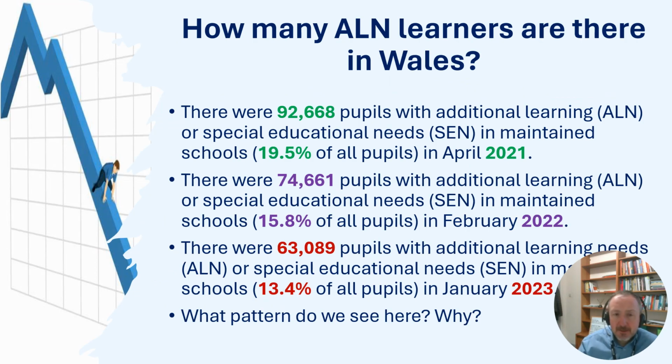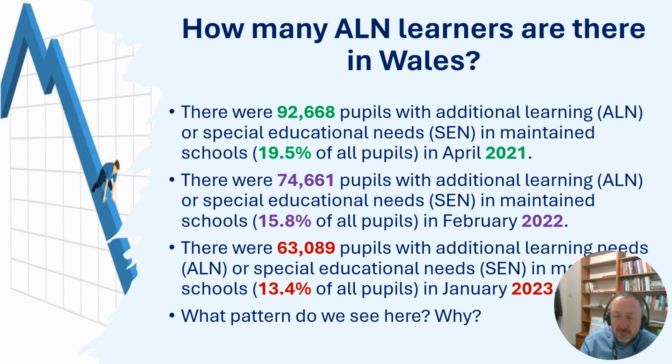Again, just to set a bit of context, the number of learners with additional learning needs in Wales has fallen over the last 3 years, where these are the most up-to-date figures. So in April 2021, just before we moved towards the new ALN system, there were just over 92,500 pupils in schools in Wales who had an additional learning need or special educational need, which equated to 19.5% of all pupils in schools in Wales.